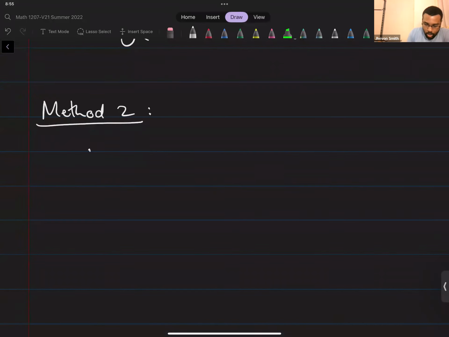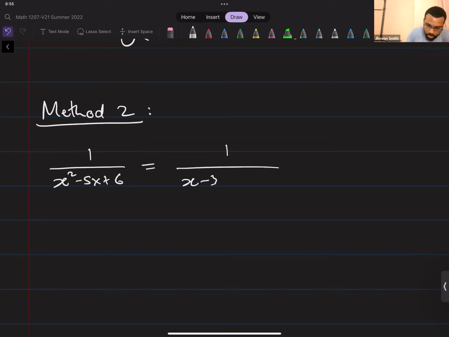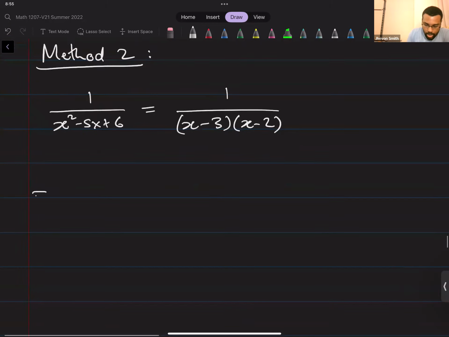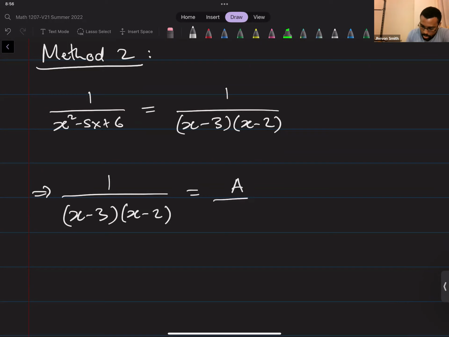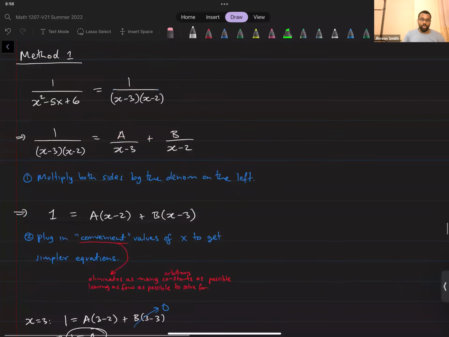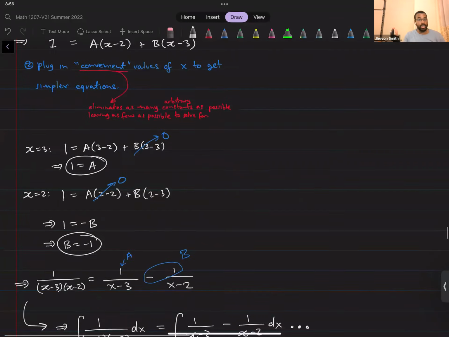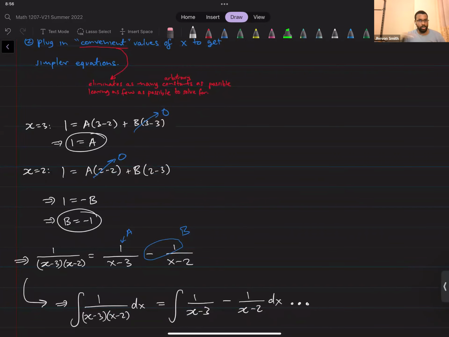So we have the 1 over x squared minus 5x plus 6, which we know we can factor the denominator to get that. And then we know we can look at this guy. So before, what we did was we multiplied both sides by the denominator on the left, and plugged in convenient x values to kill all the arbitrary variables except one, right?